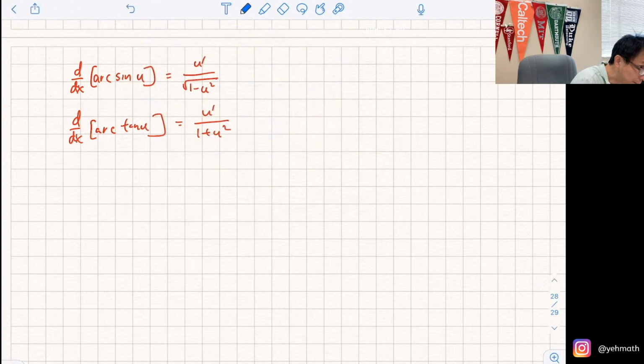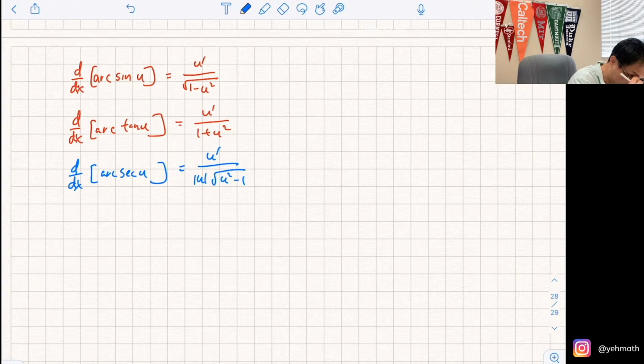And the rest of them, I'm still going to show you, but I write in green, blue. Sorry, I'm colorblind. No, I'm not. Arc secant of u, this one is going to be u prime over absolute value u square root of u squared minus 1. And d/dx of arc cosine of u is going to be negative u prime over square root 1 minus u squared.